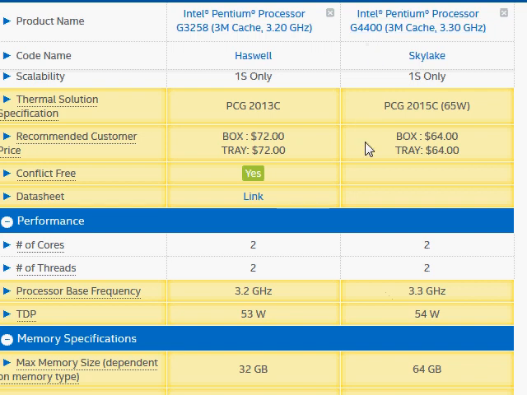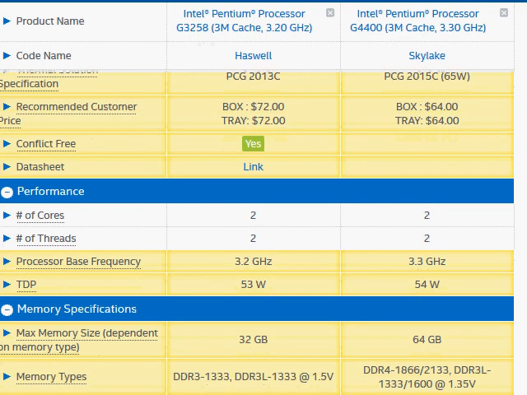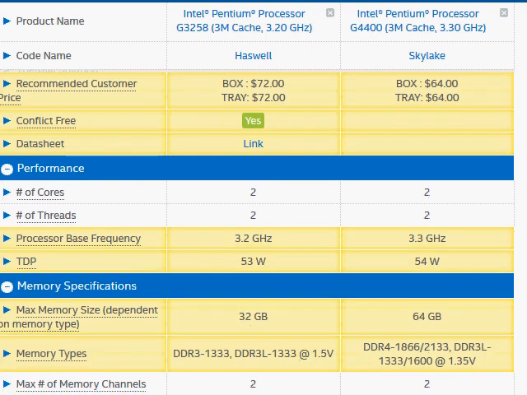G4400. And the key thing is Intel has still priced it lower than the initial price of the G3258, which makes it very attractive, because for just $64 you get a decent processor, not super fast, not great for overclocking, but certainly not too low either, where with two cores at 3.3 gigahertz you can comfortably run most of the software that you want to run.